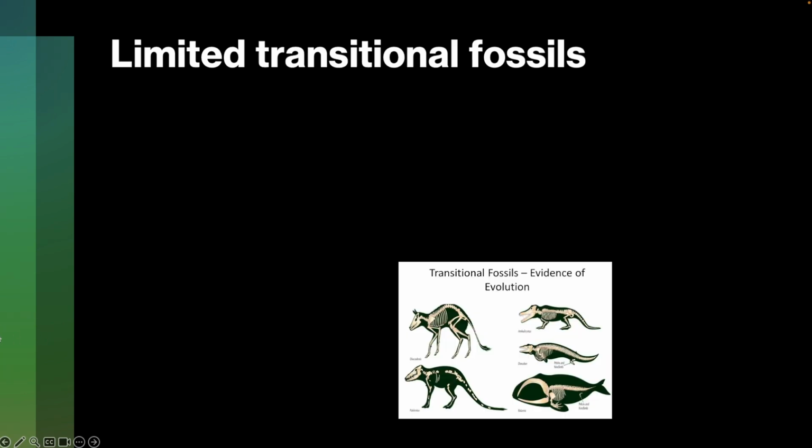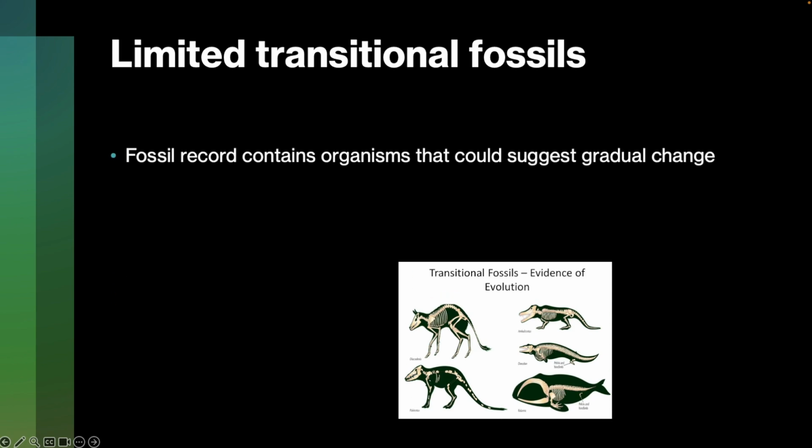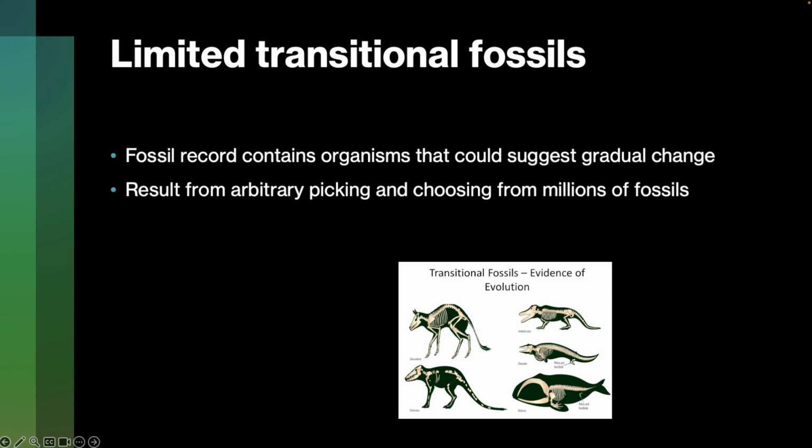All right. So, limited transitional fossils. The fossil record contains organisms that could suggest gradual change. The problem is that this results from arbitrary picking and choosing from millions of fossils, right? We have lots and lots of fossils to choose from, so you can imagine you can pick and choose. Well, this one kind of looks like a fish. This one kind of looks like it might be a reptile.